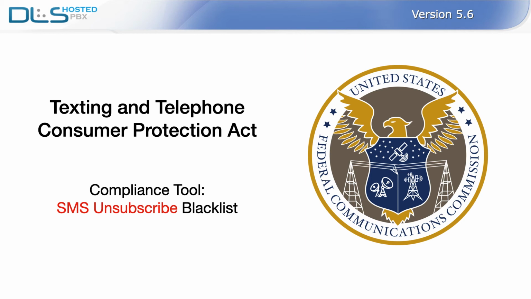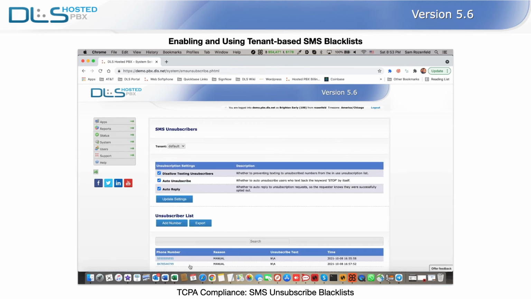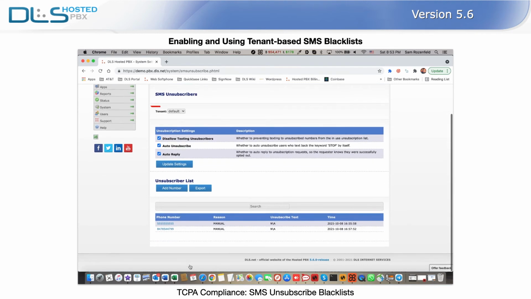We presently only support the term stop, but we hope to expand our options in the future. If a user attempts to send an outbound text message to a phone number on this list, the system will not transmit the message. Let's take a closer look at this feature. Click System, SMS, Unsubscribe to get these lists. The feature is tenant-specific, as you can see from the menu.